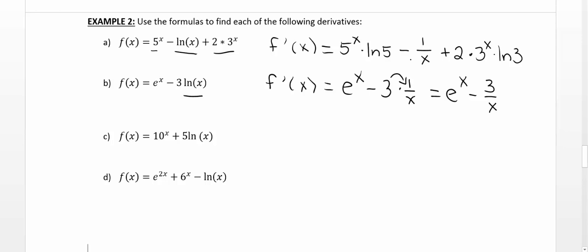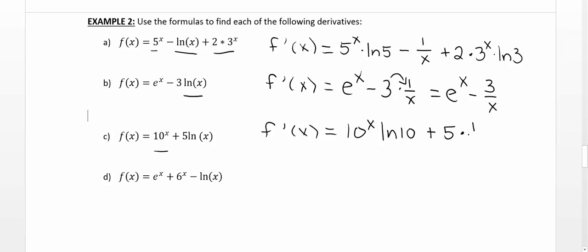Part C. Here again, we're going to go term by term. And we're going to start with this 10 to the x. The derivative of 10 to the x is going to be 10 to the x times the natural log of 10, plus, now here we have 5 times the natural log of x. So we're going to have 5 times the derivative of the natural log, which is 5 times 1 over x.